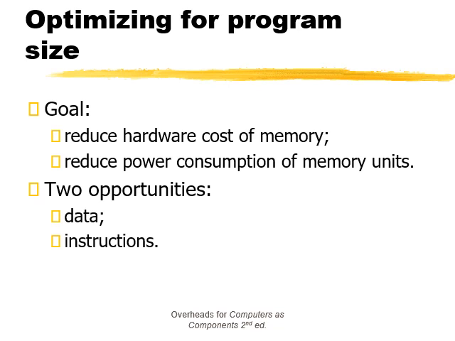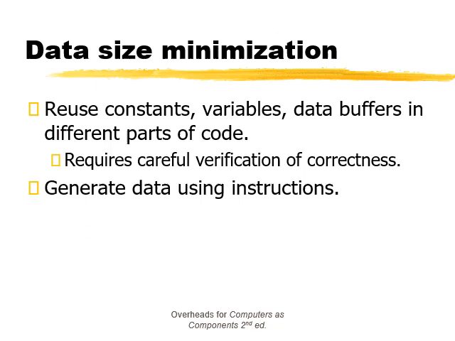There are two opportunities by which we can do that: either we can work with the data or we can work with the instructions. So either we can optimize the data or optimize the instructions. Let's check how it works. As discussed in the previous slide, we can minimize our program size and optimize it. The number one way is data size minimization. We can reuse constant variables and data buffers in different parts of the code, taking advantage of reusability rather than using them only once.